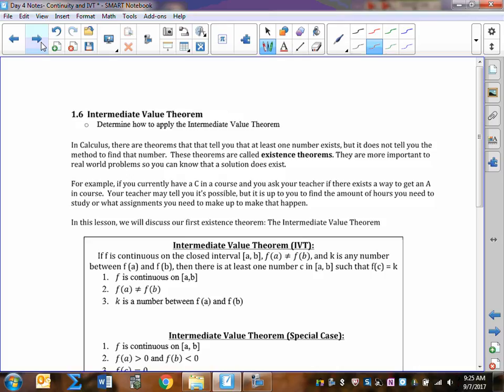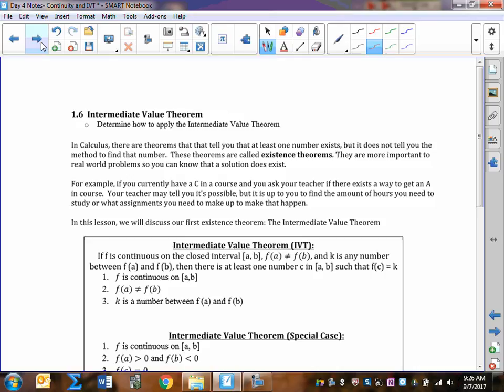Finally, something actually calculus. Alright, you can read this blurb on your own. Basically, what it says is that we have these existence theorems, and these are important to calculus, and important to real-world problems, because they let us know if a solution exists. We might not know exactly what it is, but knowing that it exists is helpful.